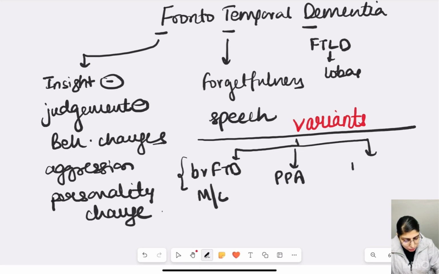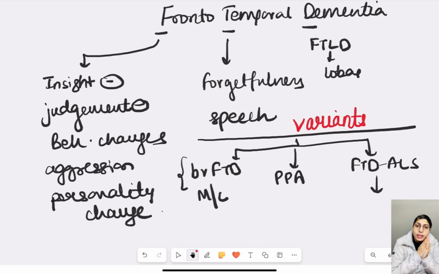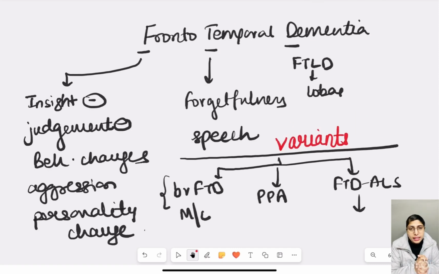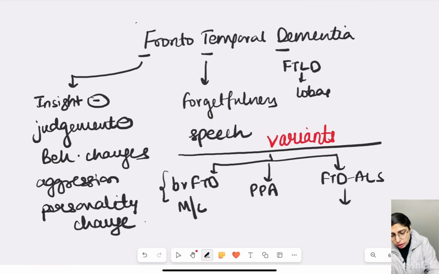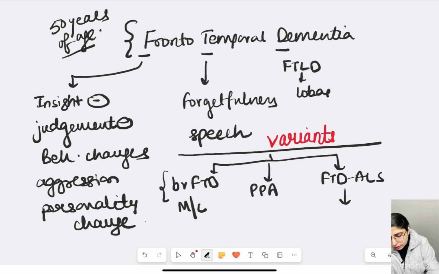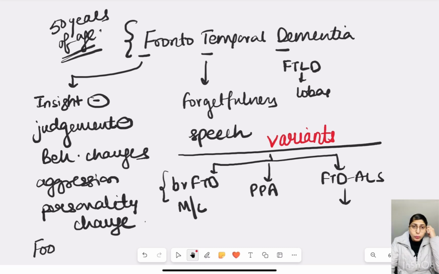Then we have PPA, which is primary progressive aphasia, and then we have FTD-ALS. Now, FTD-ALS is a combination of FTD along with amyotrophic lateral sclerosis. So, a patient with thinning of limbs, muscle wasting, fasciculations, and behavioral changes with memory loss, you can think of FTD-ALS. It starts very early. So, FTD is not a dementia of the elderly. It usually starts after 50 years of age. It starts quite early.